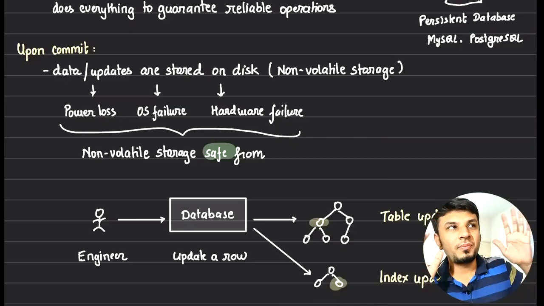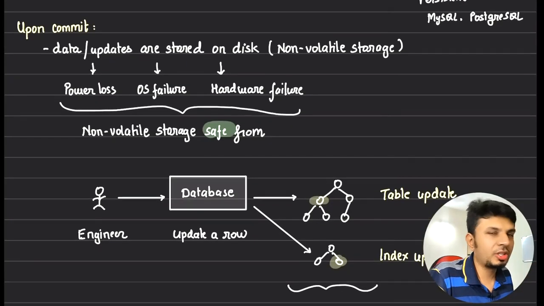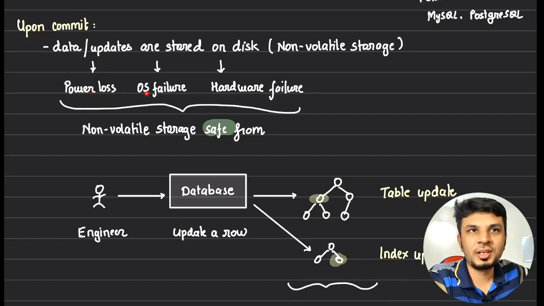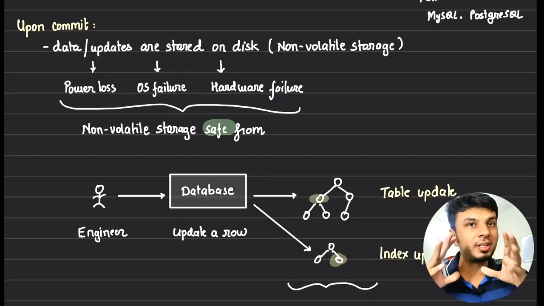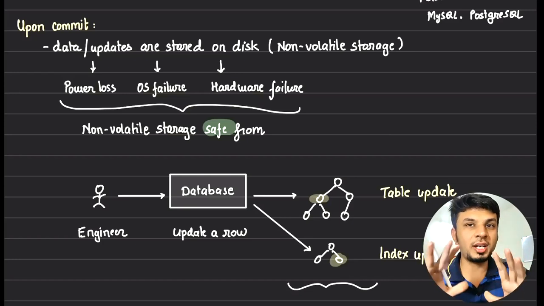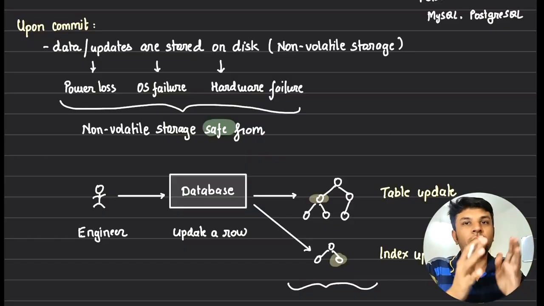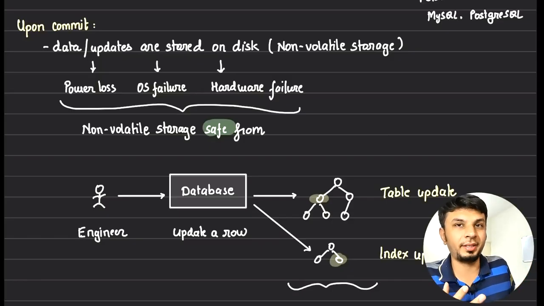So whenever you are committing something, you have to ensure that no matter what happens, whether there is a power loss, operating system failure, or hardware failure, as in your machine crashes, so long as the non-volatile storage is intact, you would be able to see those changes that you have committed. Right? That's what should happen on commit, because that's what your database is guaranteeing you.